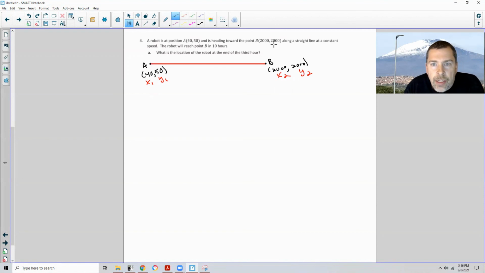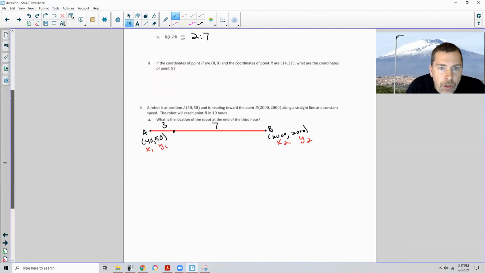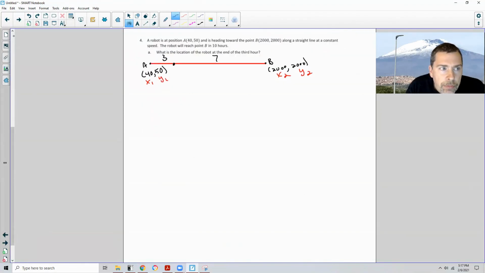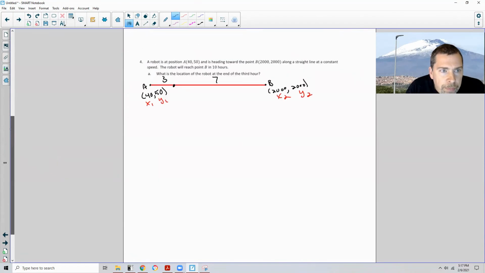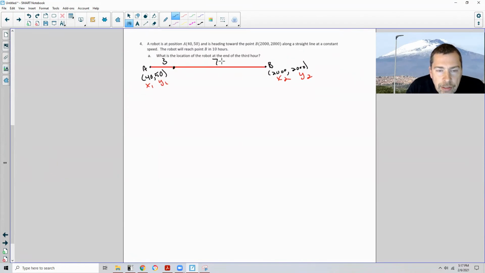Okay. And what it's saying is it's going at a constant speed, and the robot will reach point B in 10 hours. So we break this up into 10 segments, and it says, what is the location at the end of the third hour? So that's a ratio of 3 to 7, or 3 out of 9, if you will. Because if we go back up here, whoops, then we said this was a ratio of 7/9. 7/9 of the way was here, so it's 7 to 2, if you will. So those are what all these ratios were. But now we're working with this one, and it's 3 to 7.